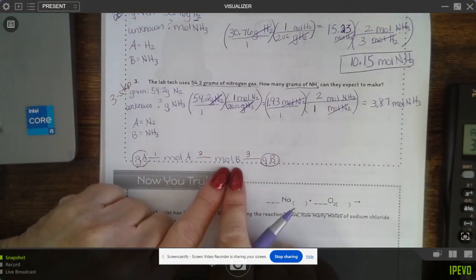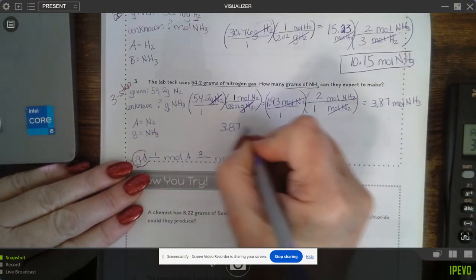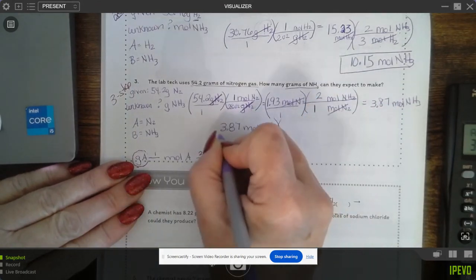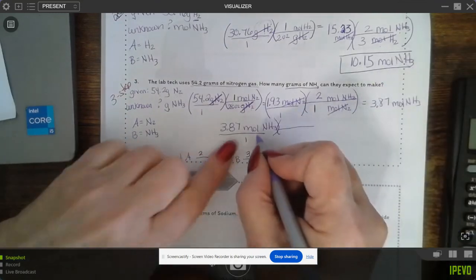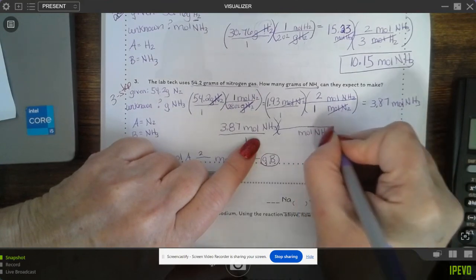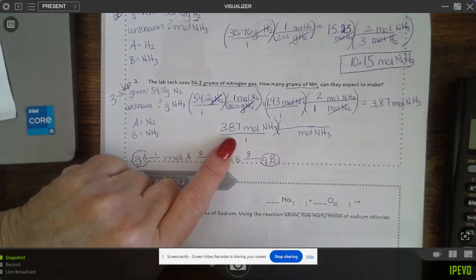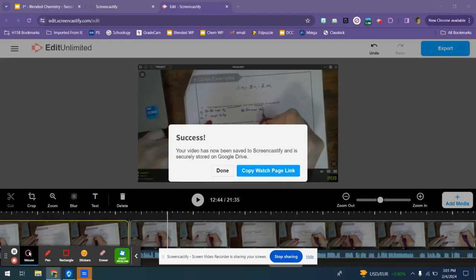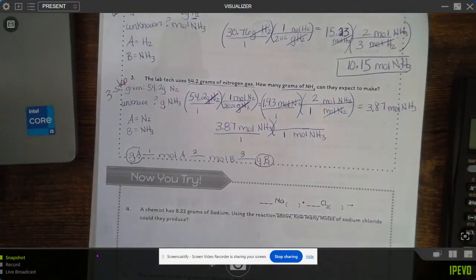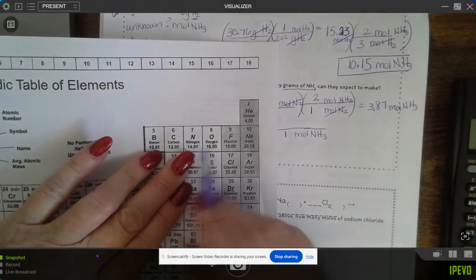And then our last step is to go from moles of B to grams of B. So I'm just going to move this down here, 3.87 moles of NH3 over 1, so that it will cancel, I have moles of NH3 on the bottom. If you remember, the problem is asking me for grams. So I need to convert 3.87 moles to grams. 1 mole of NH3.